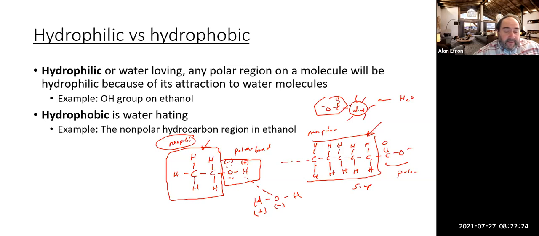And again, that's why it hides itself along with the dirt on the inside of what is referred to as a micelle, with all the polar part on the outside. That way, it's only the polar part of soap that's interacting with water.